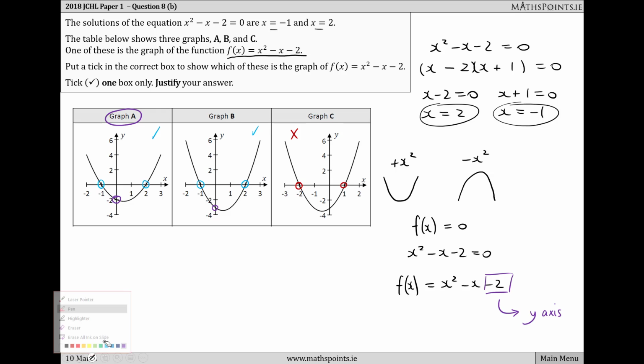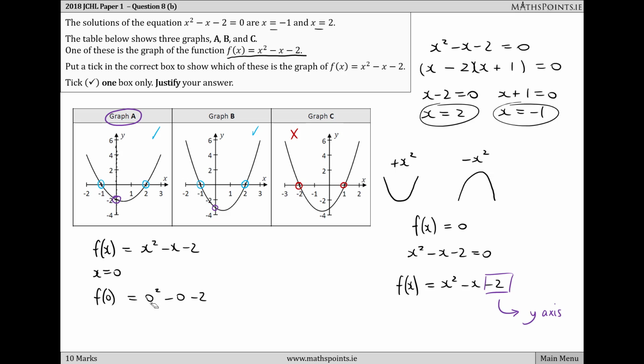Another way we could have shown that is to take the function f of x equals x squared minus x minus 2, and we know that where a curve cuts the y-axis, the x value is 0. All along the y-axis we have x values of 0. So if I sub 0 in for x, I get 0 squared minus 0 minus 2. So when the input is 0, the output is minus 2. That was just another way to check that that is indeed the value where the curve cuts the y-axis.